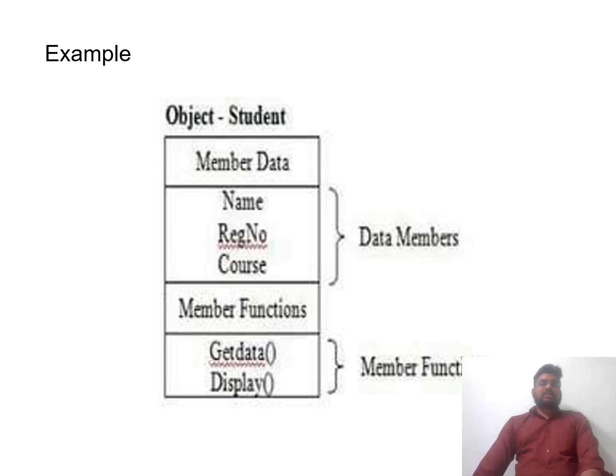Here, student is an object. The member data consist of the student details like student name, register number, and course. All of these are called data members. In the member function, we get the data of a student and then display it. All of these are the contents of the member functions. So an object contains data members and member functions.